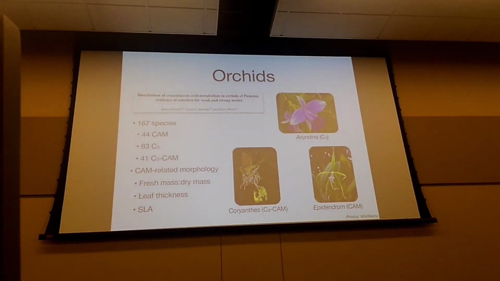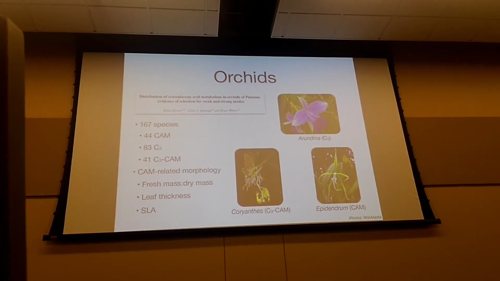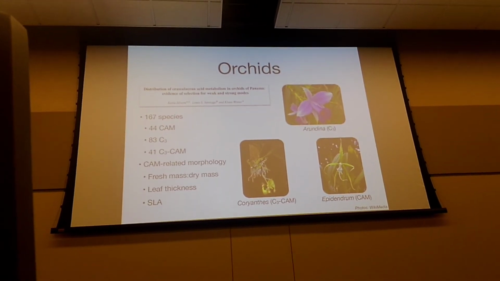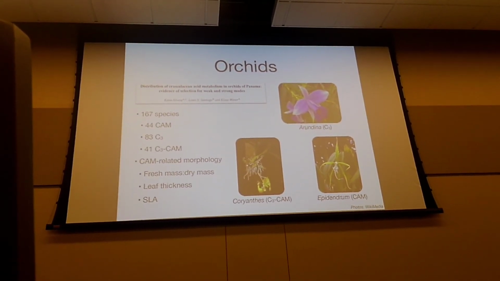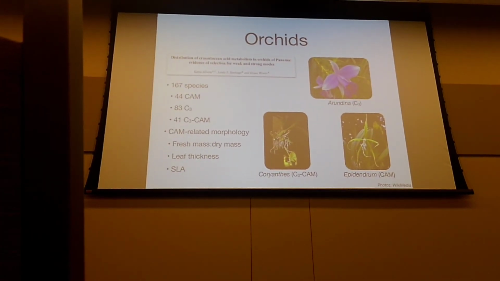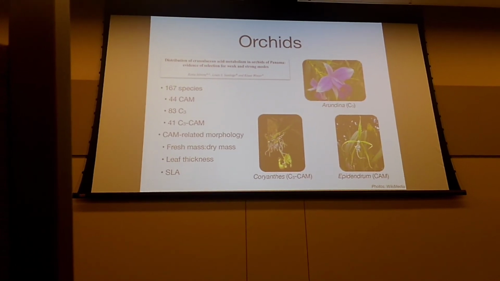The next data set that I took a look at was from Cactus silvera in orchids. Roughly the same size, but now a more even distribution of our classes. And here the features we're looking at are fresh mass to dry mass ratio, leaf thickness, and specific leaf area. So again, things that we can get pretty easily.